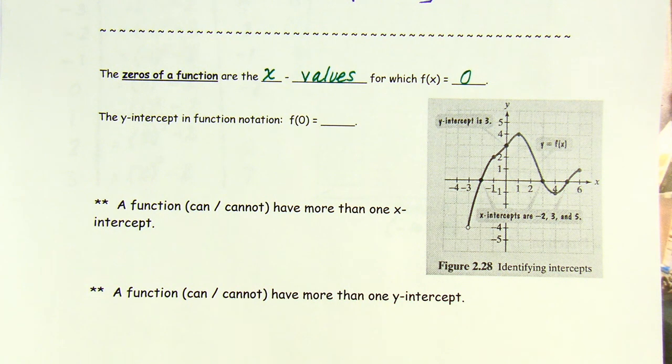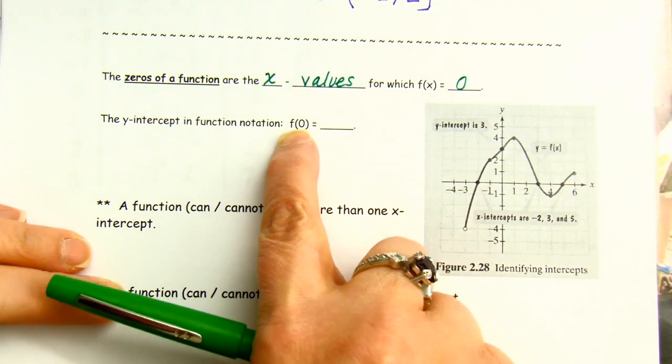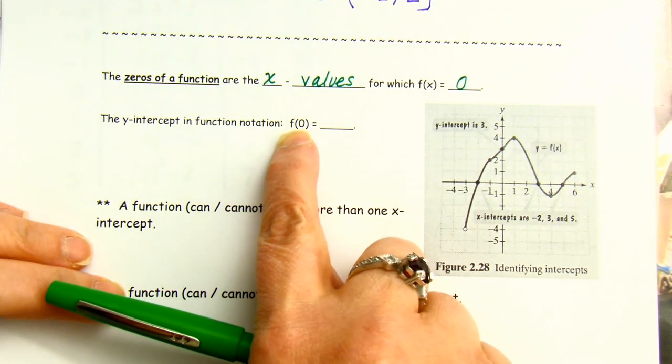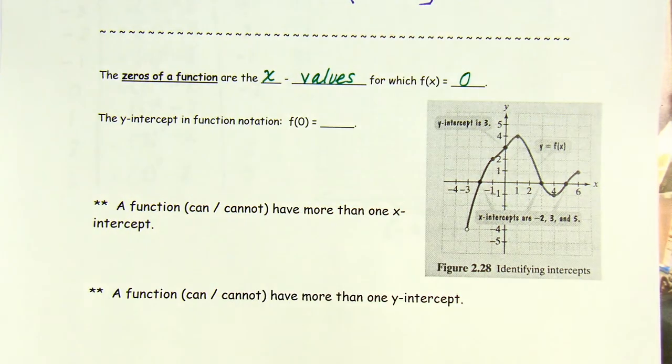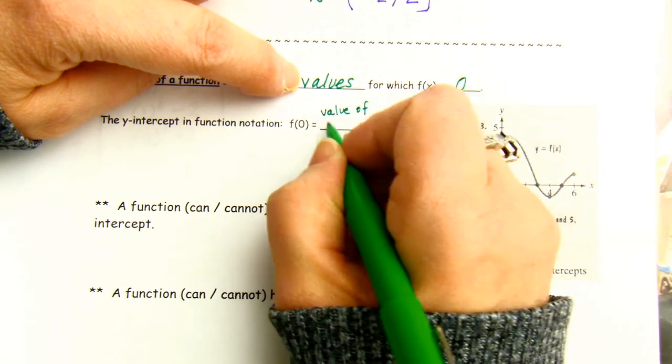The y-intercept in function notation is f of 0. Why? Because the ordered pair for the y-intercept is 0, something. And that's why on all the tests and quizzes, I wanted you to write your ordered pair for y-intercepts, so that you know f of 0 means it is the y-intercept. Okay? So this is the value of your y-intercept.